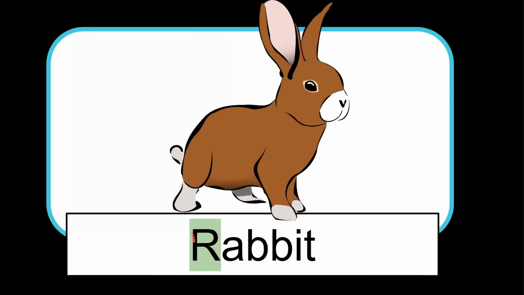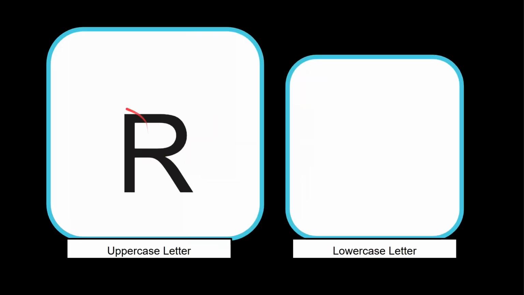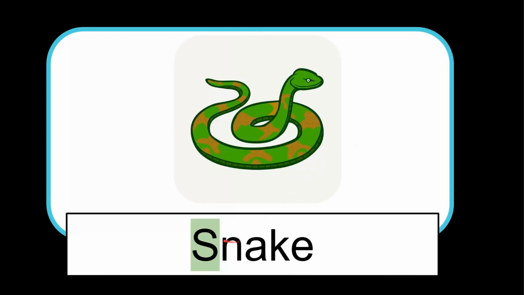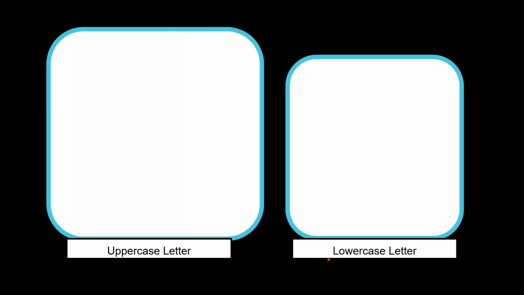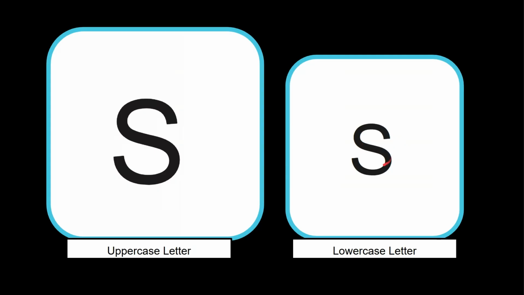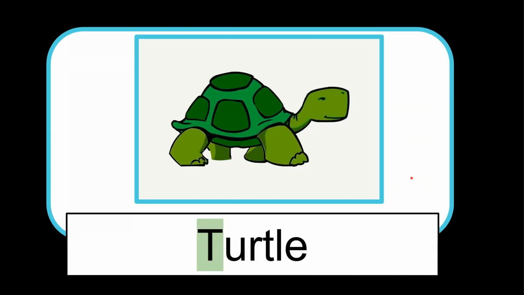Next we have the letter R, just like in the word rabbit. And we have an uppercase R, and we have a lowercase r. So you see, if we extended it, it would be that N, but right here we just cut it off at the top, lowercase r. Next we have the letter S, as in the word snake. And we have an uppercase S, and we have a lowercase s, mini-me.